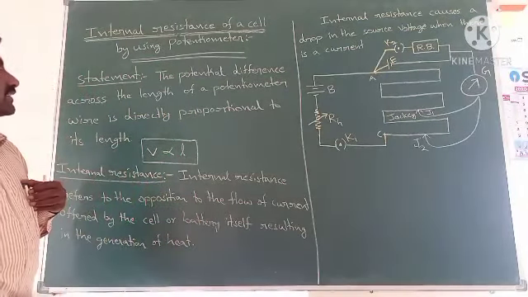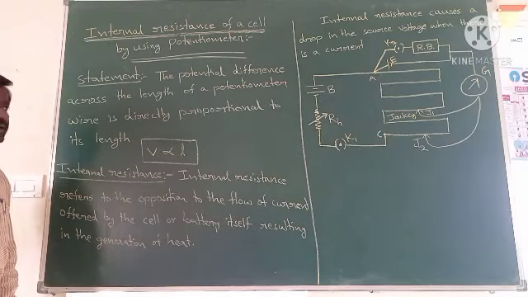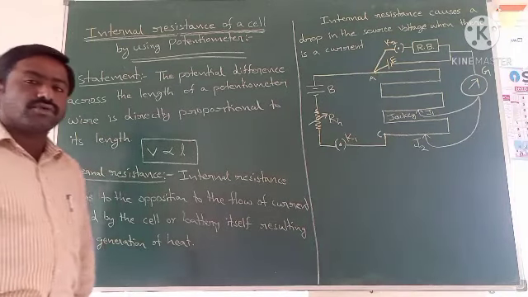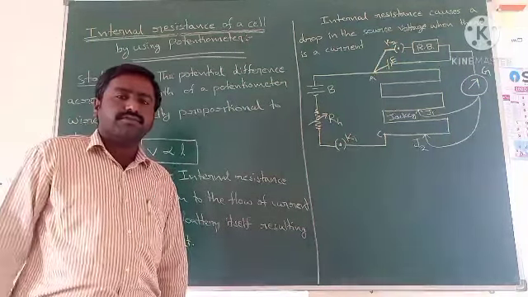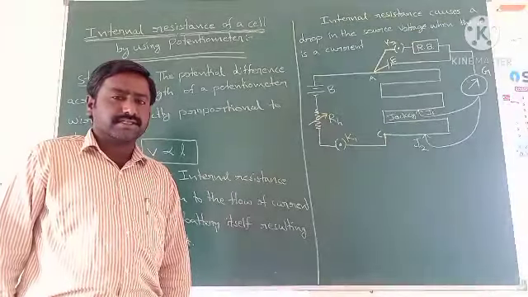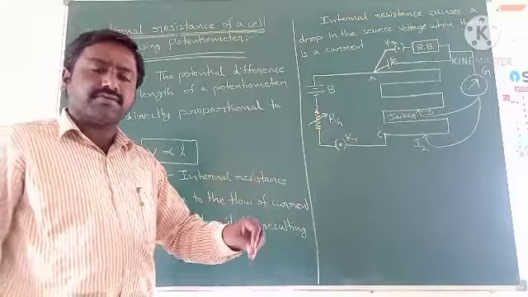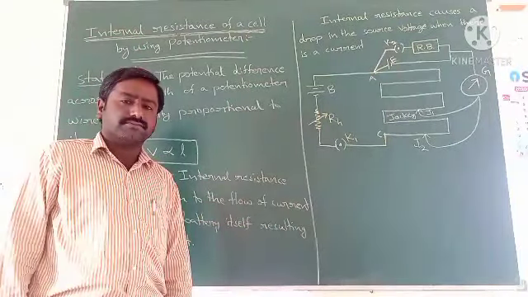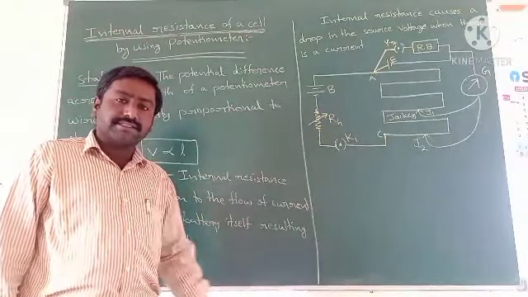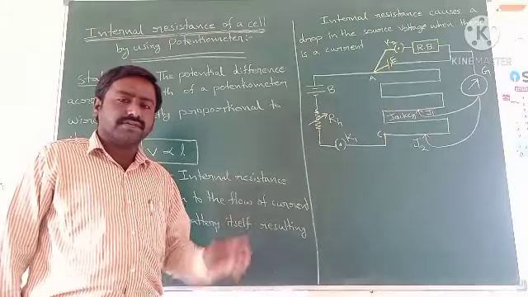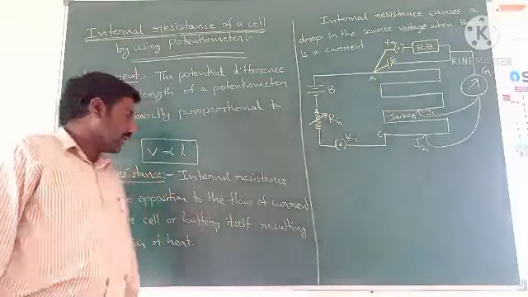And the internal resistance. Resistance is an opposition to the flow of current. It opposes the flow of current. That is nothing but resistance. Internal resistance of a cell means the cell itself opposes the flow of current. The cell or battery itself opposes the flow of current. So that is called the internal resistance of the cell.